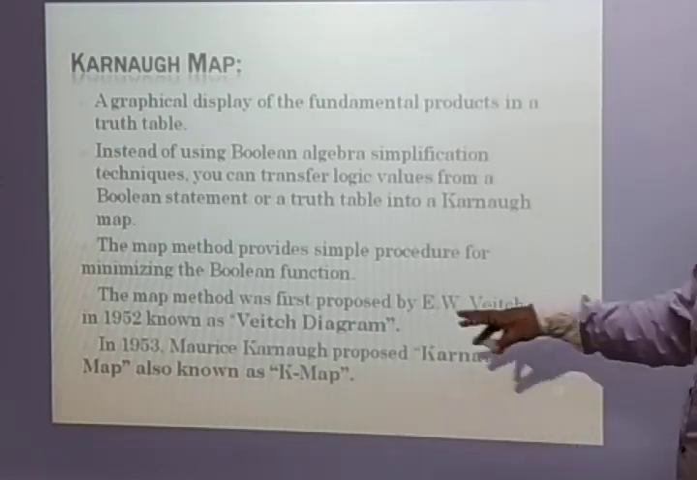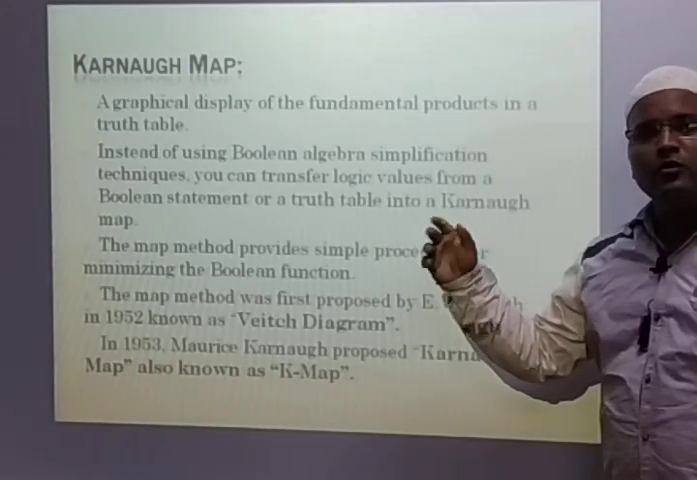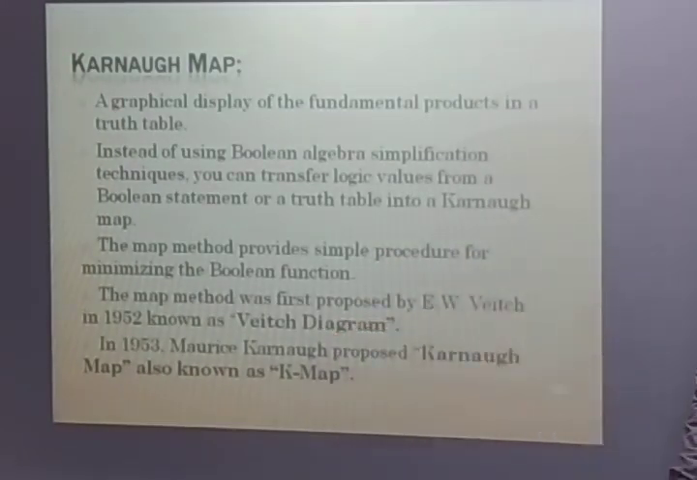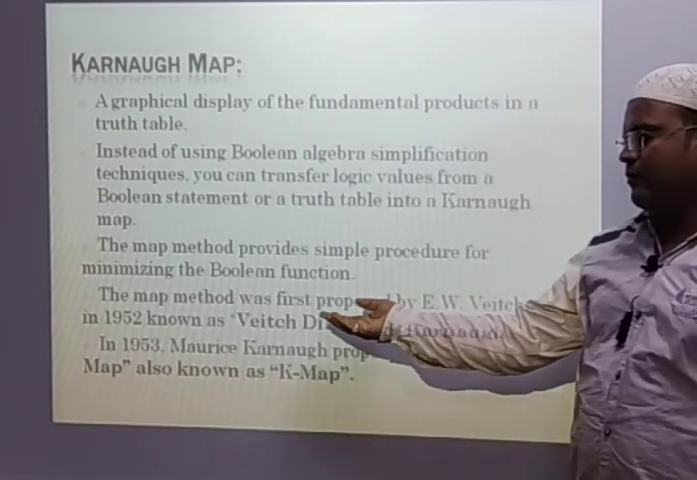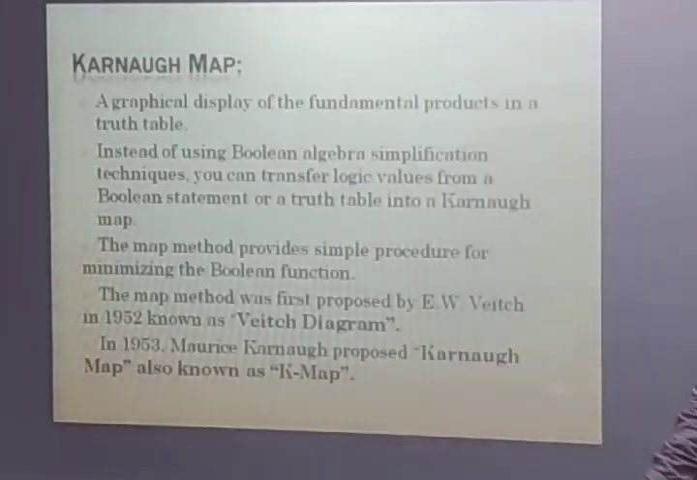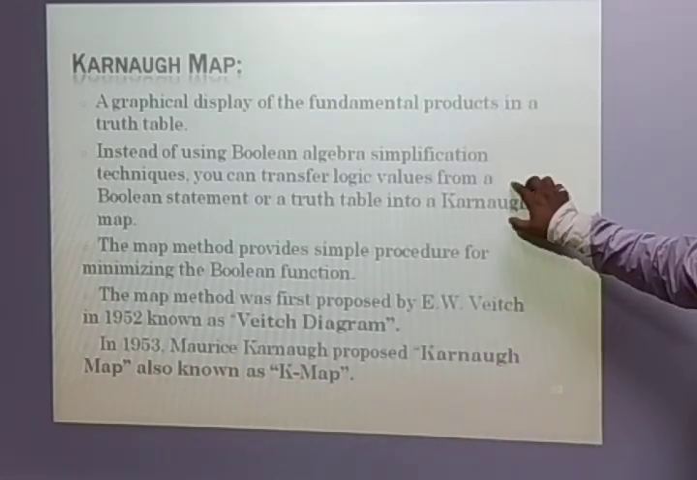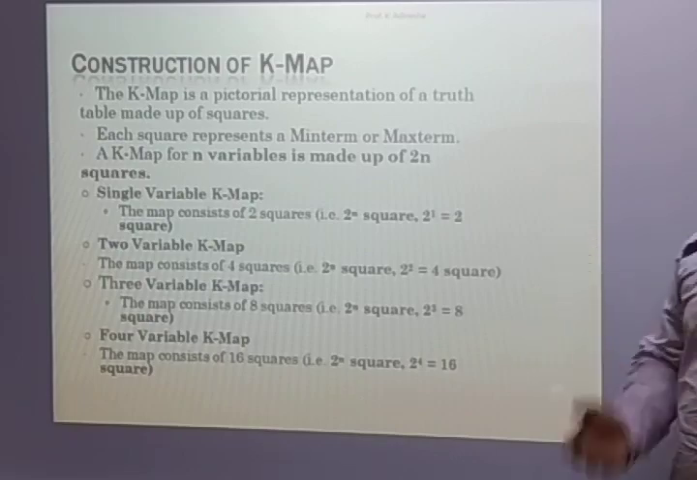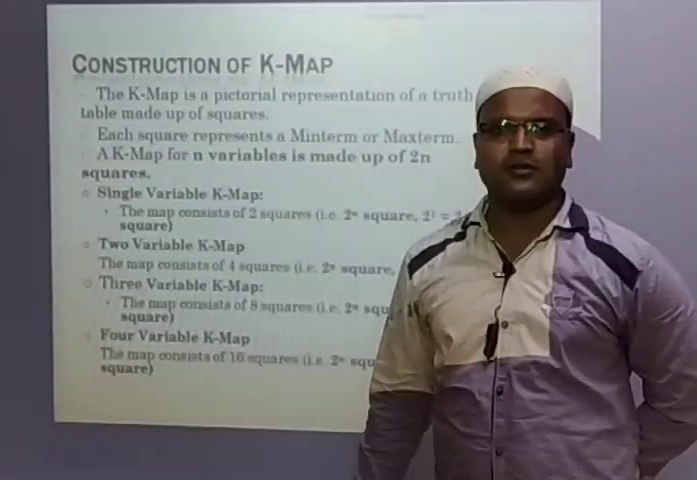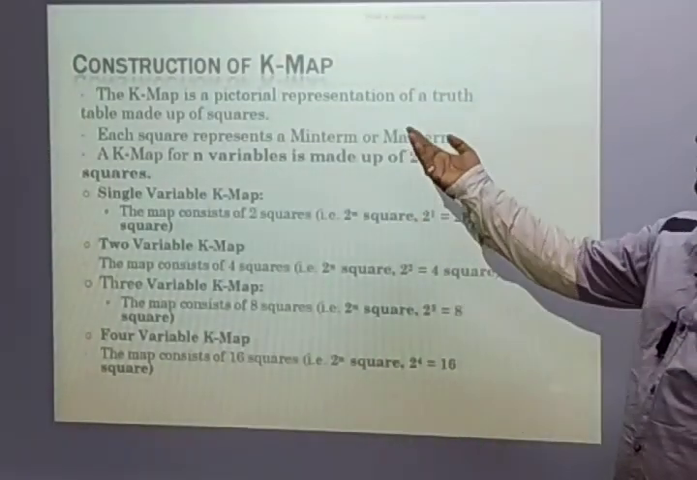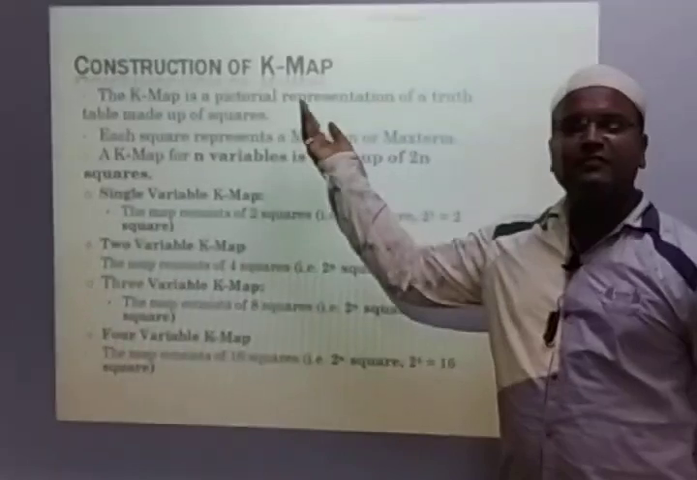Next, the map method was first proposed, described as the Veitch diagram, by E.W. Veitch in 1952. In 1953, Maurice Karnaugh proposed this method. It is named after that person, or in short we call it KMap. Now, how do we construct the KMap? We have seen construction for 2 variables, 3 variables and 4 variables. For 2 variables, how do we construct? The first step is that we need to represent it with the help of square boxes.